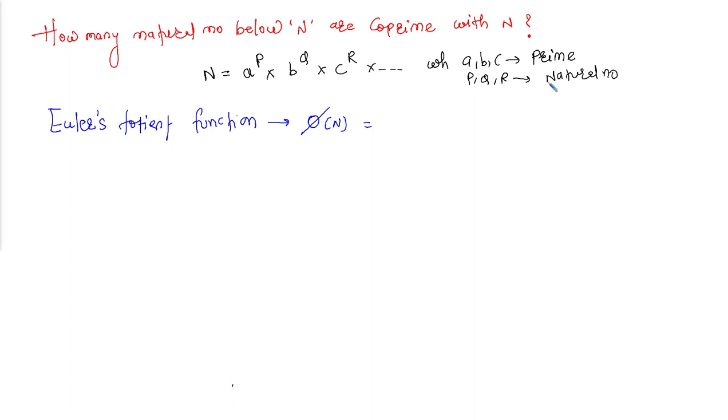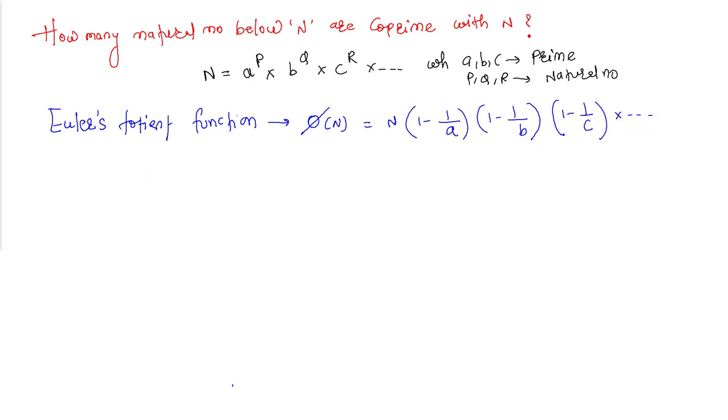So in that case, the formula to find phi of n is equal to n into 1 minus 1 divided by first prime factor a, into 1 minus 1 divided by second prime factor b, into 1 minus 1 divided by third prime factor c, and so on.